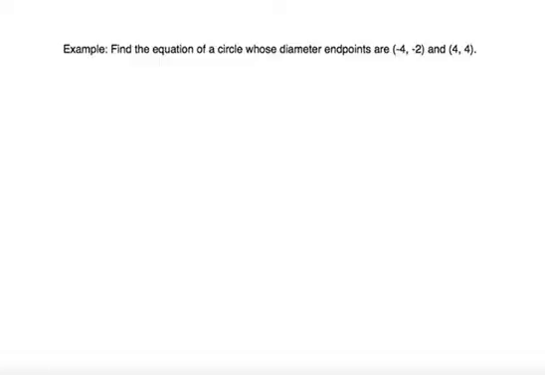And your last example is doing the same thing. So we're finding the equation of a circle whose diameter endpoints are at (-4, -2) and (4, 4). Now remember, this tells you about the diameter. It does not tell you about the radius. It also doesn't tell you about the center. Let's start by finding the center point. To find the center point, we're going to use the midpoint formula.